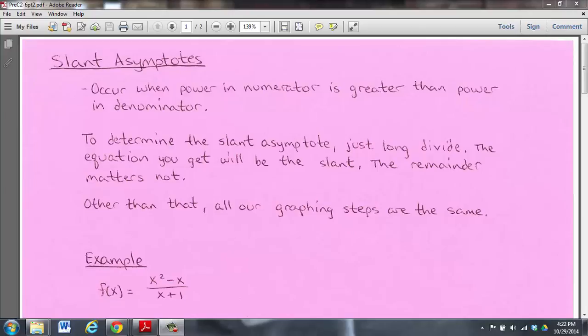Alright guys, we're going to learn how to deal with slant asymptotes now. Remember there were three different criteria for figuring out horizontal asymptotes. If the denominator had a bigger power, it was always at 0. If the numerator and the denominator had equal powers, it was the ratio of the coefficients in front. The third option is a slant asymptote, which occurs when the power in the numerator is greater than the power in the denominator.